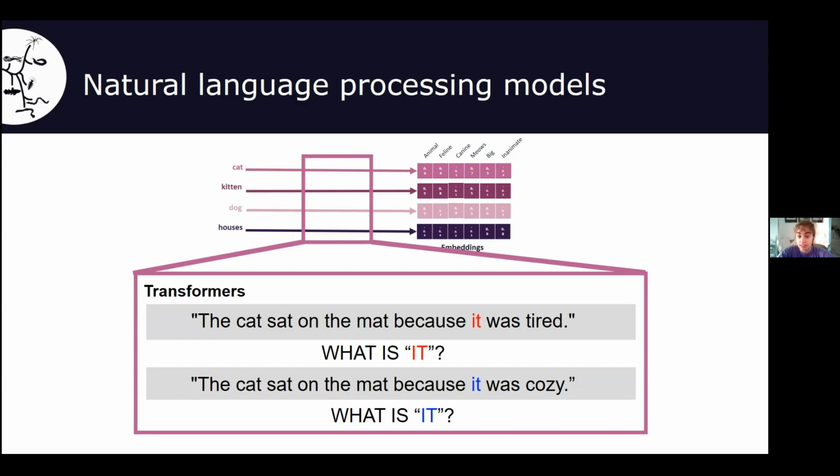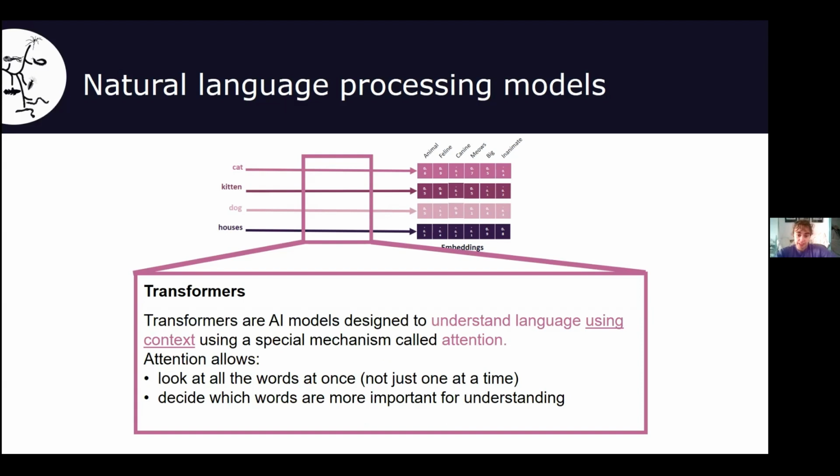One example of this kind of model is transformers. Imagine we have these two sentences: the cat sat on the mat because it was tired, and the cat sat on the mat because it was cozy. Here, "it" means something different. In the first one, it is the cat, and in the second one, it is the mat. So the objective of these transformers is to identify what "it" is based on the context. Transformers are artificial intelligence models designed to understand language using the context, like the words in the surroundings, using a mechanism called attention that allows them to look at all the words at the same time, and to decide which words are more important for understanding the meaning.